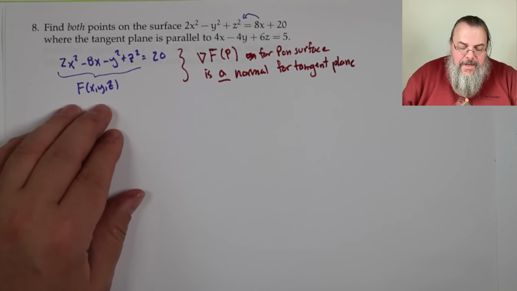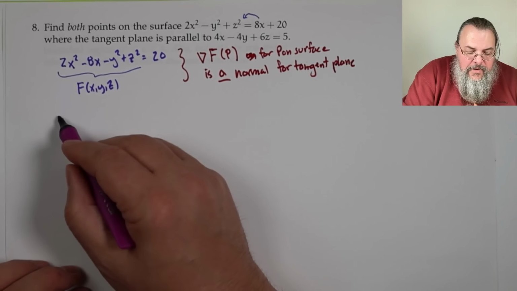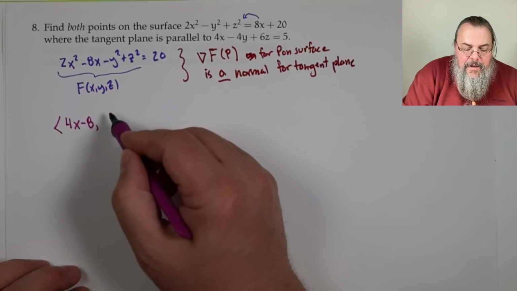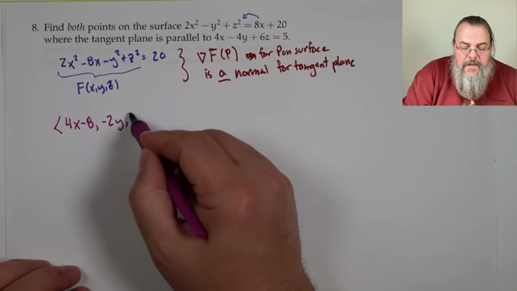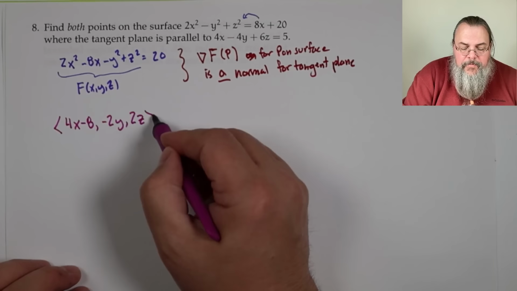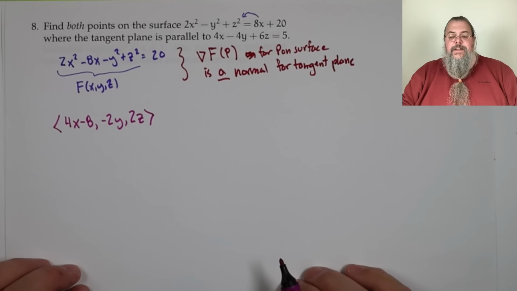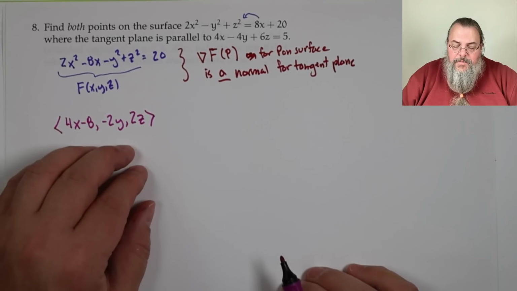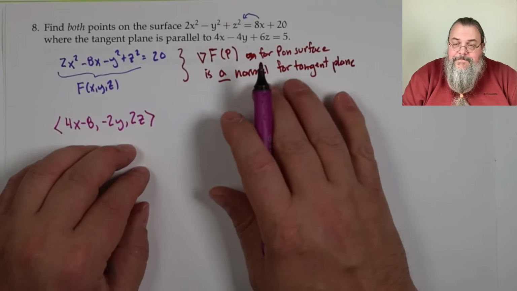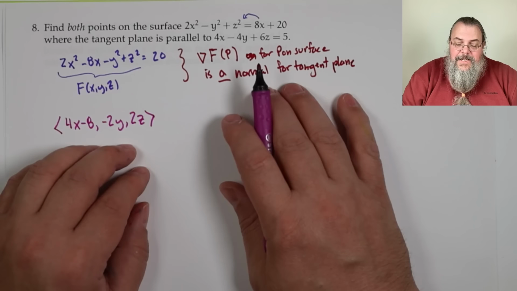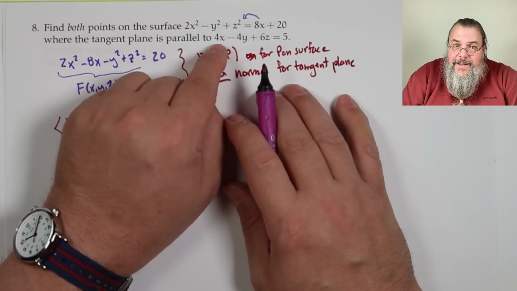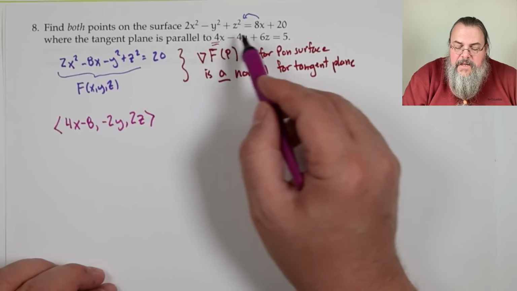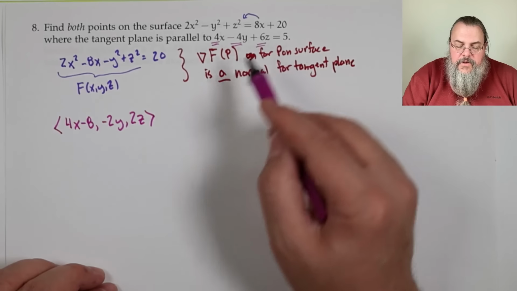So, let's now take our gradient. We have our capital F. We take our gradient. Our gradient will become 4x minus 8, minus 2y, 2z. So here's our gradient. Now, what do we want? Well, this is a normal to our surface, right? We want it to be parallel to this plane. Now, for this plane, we can read off its normal: 4, negative 4, 6.